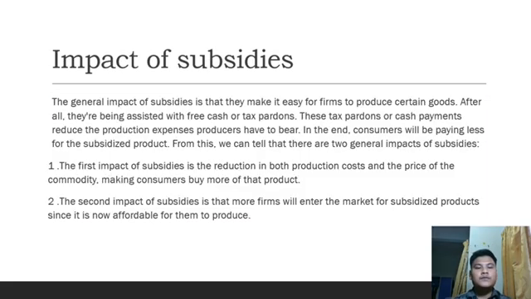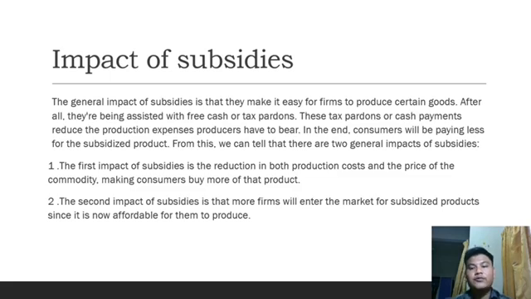Impact of subsidies. The general impact of subsidies is that they make it easy for firms to produce certain goods. After all, they're being assisted with free cash or tax burdens. These tax burdens or cash payments reduce the production expenses producers have to bear. In the end, consumers will be paying less for the subsidized product.